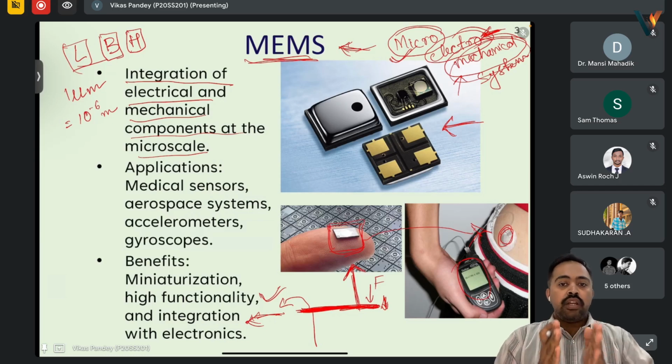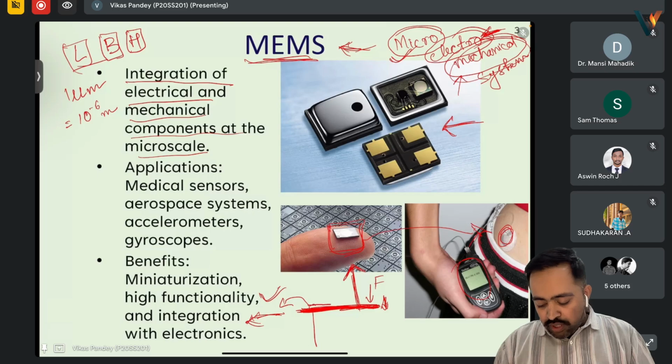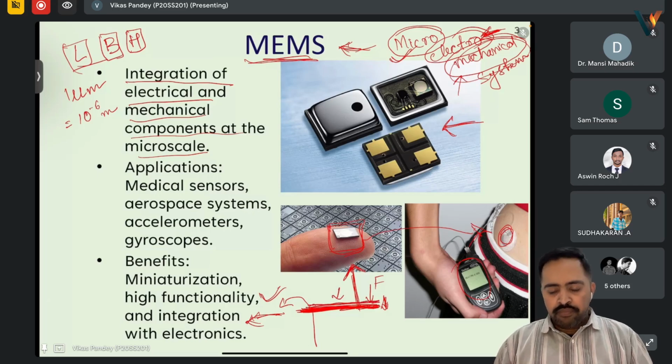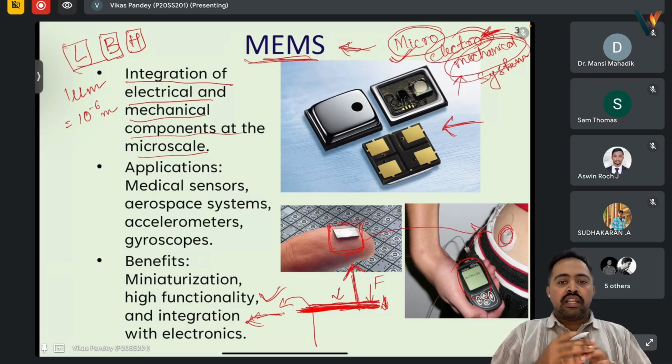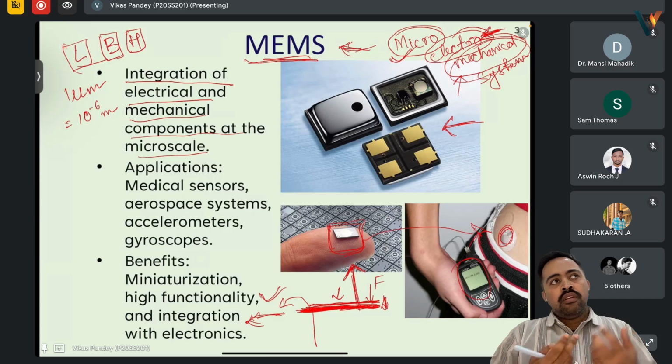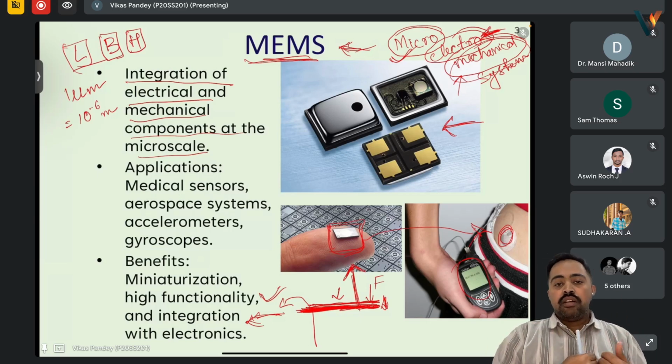But when we get into MEMS systems, the same thing becomes much easier. We can coat a very thin film of, say, some piezoelectric material, which changes its electrical resistance based on stress and strain, and we are able to get our electrical signal.